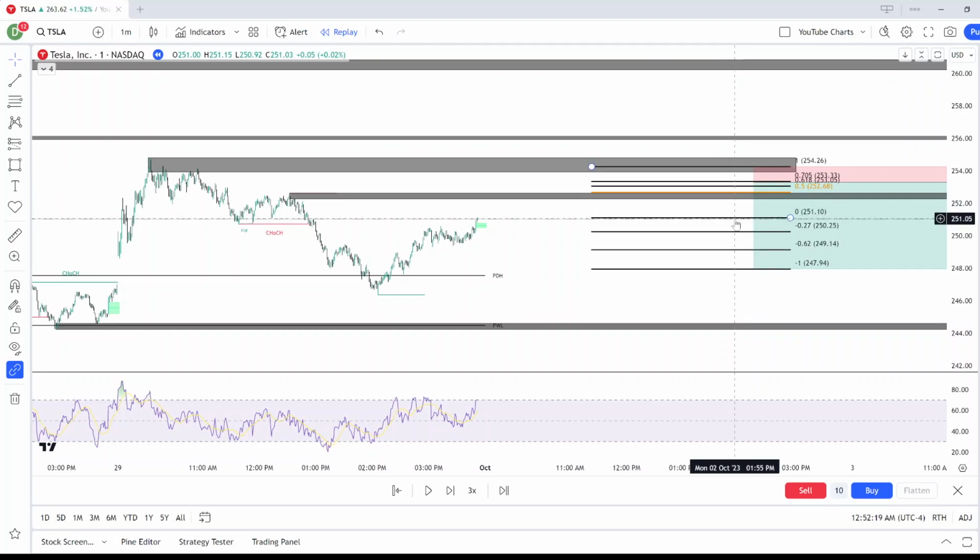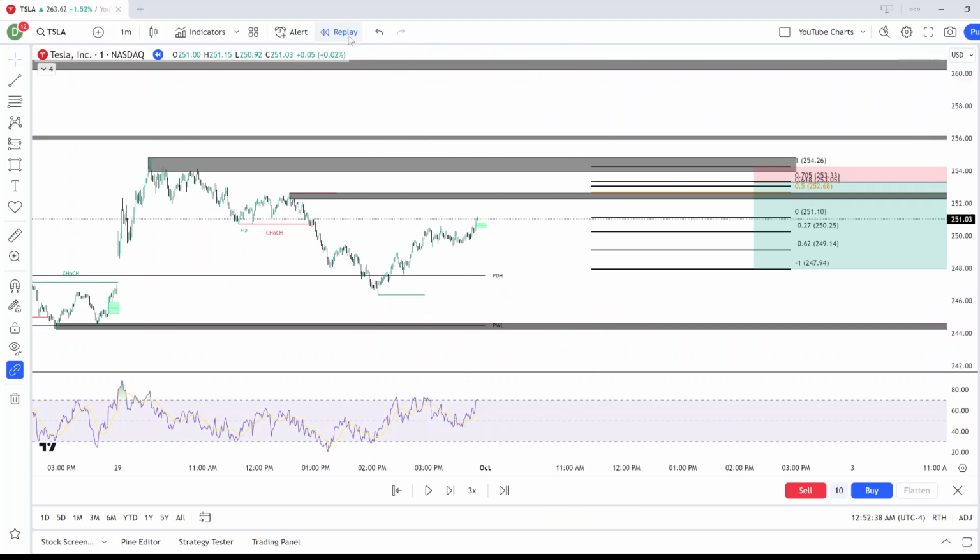Your first take profit is 0. Your second take profit is negative 0.27. Your third take profit is negative 0.62. Your last take profit, or symmetrical swing, is negative 1. I'm going to show you using 10 contracts exactly how you enter the trade, and then you start to take profit as we hit those other targets.